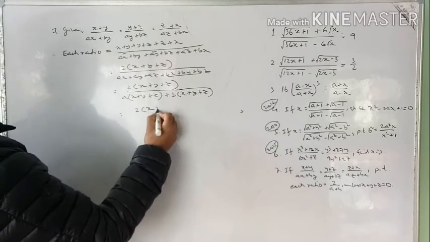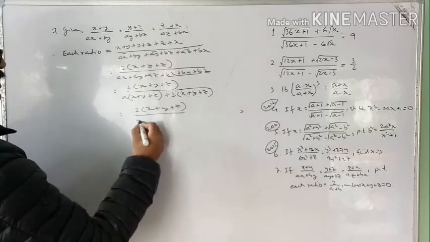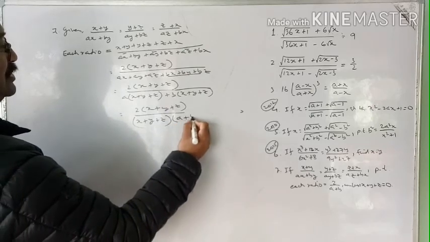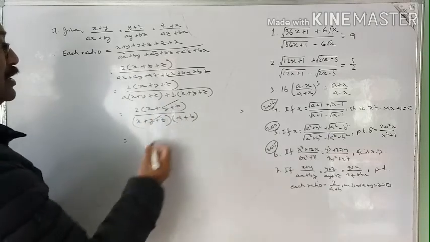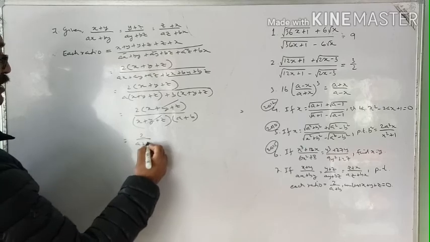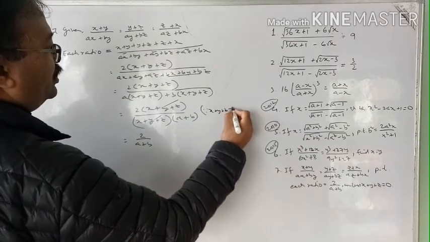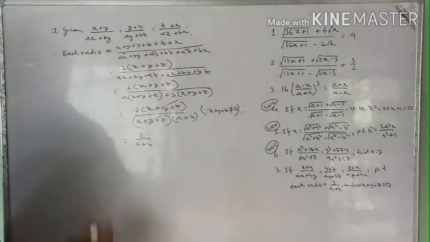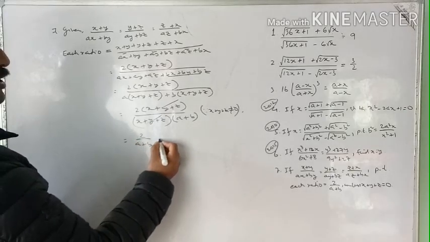So twice x plus y plus z, here x plus y plus z common you can see. So if you take this x plus y plus z common, what you get? a plus b. So x plus y plus z common, because it's not 0, so you get twice a plus b. Here since x plus y plus z is not equal to 0, you can cancel it from the numerator. So each ratio equal to 2 by a plus b, so it is proved.